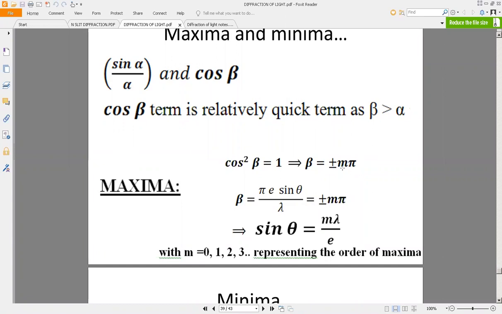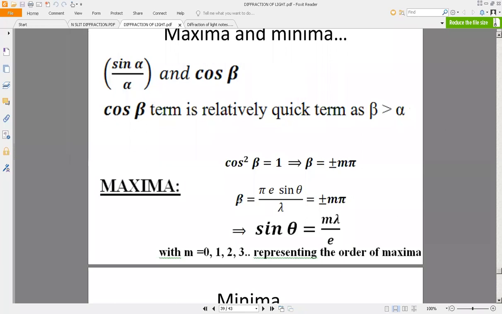You know, cos pi is minus 1. Cos 0 is 1. So like that, for any integer multiple of pi, cos is going to give you either plus or minus 1. Right? So beta equal to plus or minus m pi is the possible solution. I am using m here. Earlier I used n for alpha. So I am trying to retain n there, and I am going to use a new variable m here.